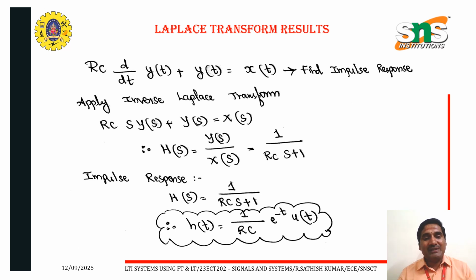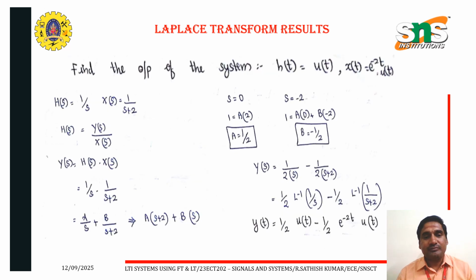By taking the impulse response of the above function, we can apply the inverse Laplace transform. We can get h of t is equal to 1 by RC into 1 by s plus 1, which can be replaced as e power minus t into u of t.